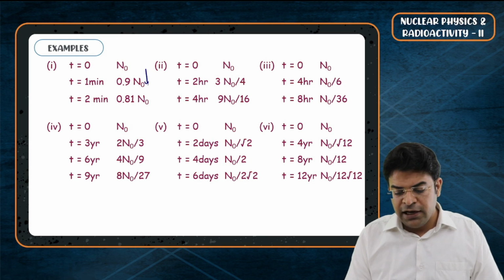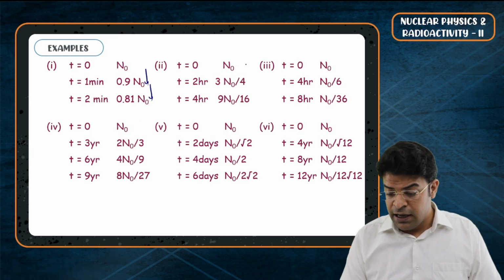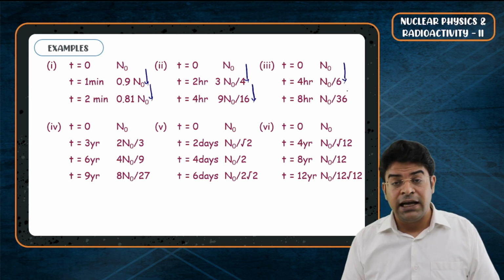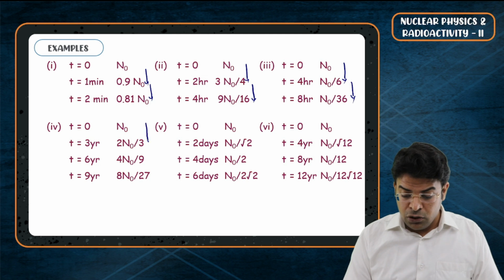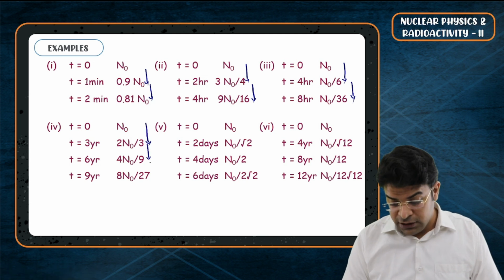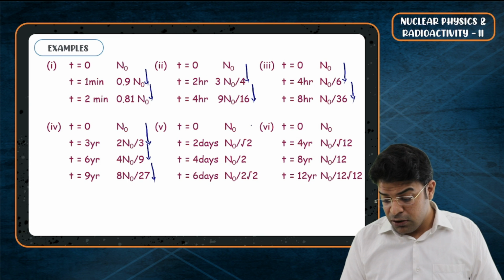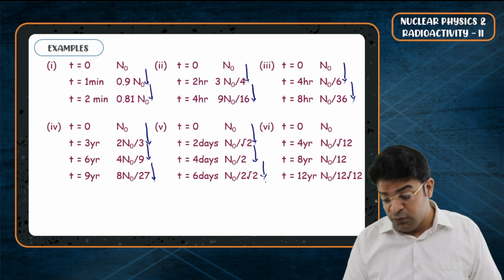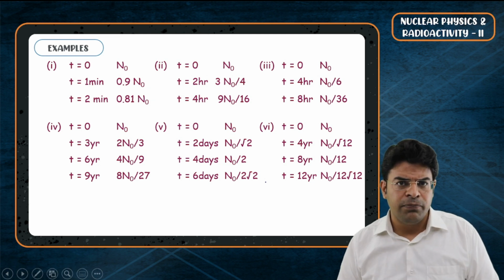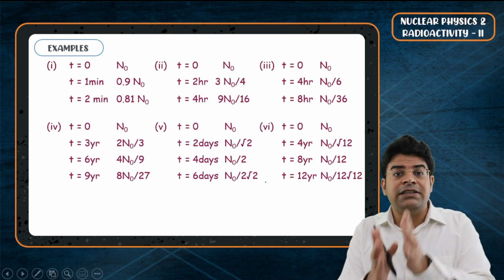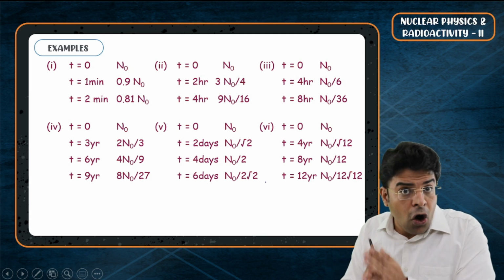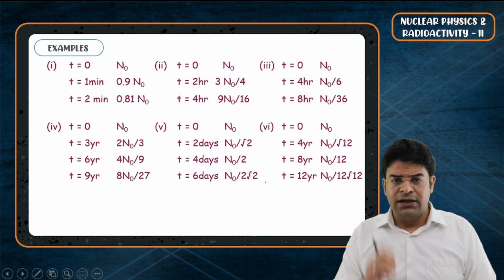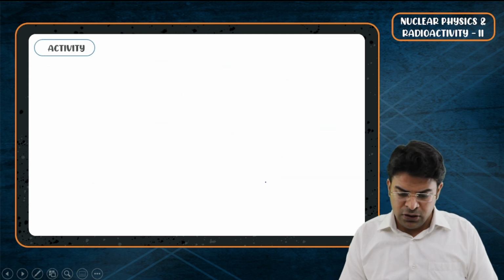N naught, 0.9 n naught, 0.9 into 0.9 n naught; 3 n naught by 4, 3 n naught by 4 into 3 by 4; n naught by 6, n naught by 6 into 1 by 6; n naught to n naught by 3, n naught by 3 into 2 by 3, again into 2 by 3; n naught by root 2, again multiply it with 1 by root 2, again multiply it with 1 by root 2. So that's the basic pattern. So this tells us equal percentage change in equal interval of time, or equal fractional change in equal interval of time. So let's now talk ahead and talk about something called activity.